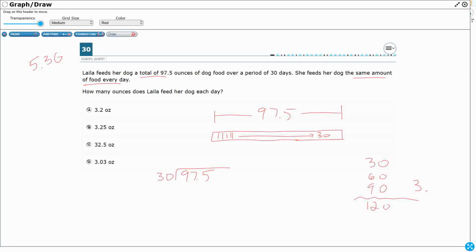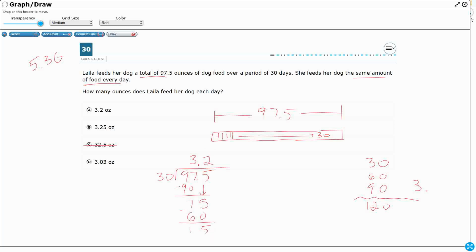And that means I can eliminate C because that's not going to work. So there we go. So 30 goes into 97 3 times. We need to bring our decimal up. You just put it straight up. That's 90. And that's going to be 75. 30, 60 goes in twice.